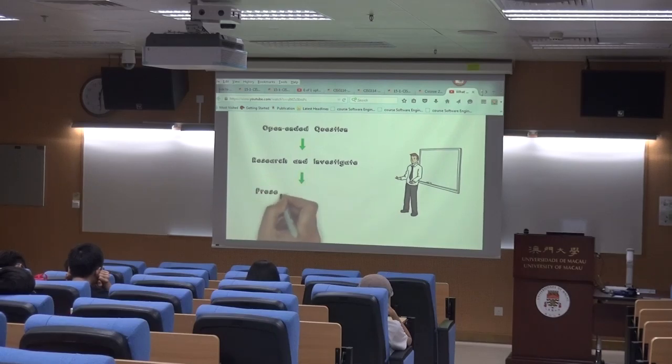They then present and share their findings. Finally, the students will then need to be given the opportunity to reflect on their learning. Through this process, students are building their own knowledge.